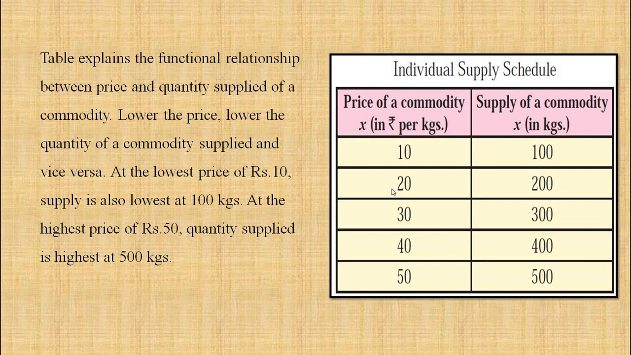Look at the table. When the price is 10, supply is 100. Price rises to 20, supply rises to 200. Price rises to 30, supply rises to 300. Price rises to 40, supply rises to 400, and price rises to 50, supply rises to 500. That means as price rises, supply also rises. There is a direct relationship between price and quantity supplied.